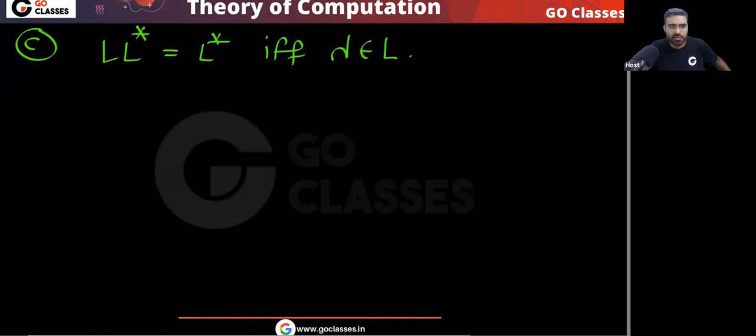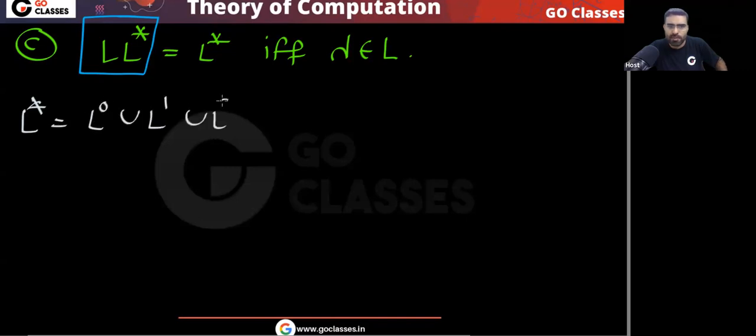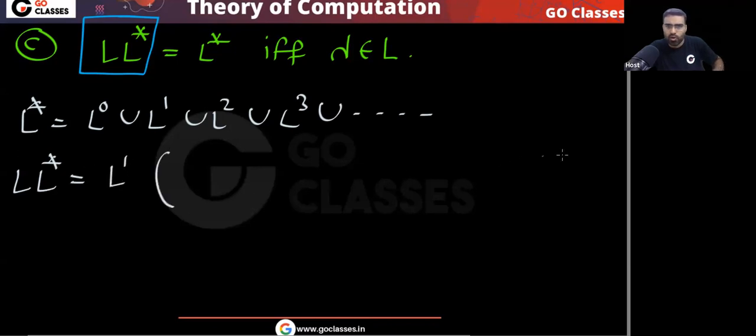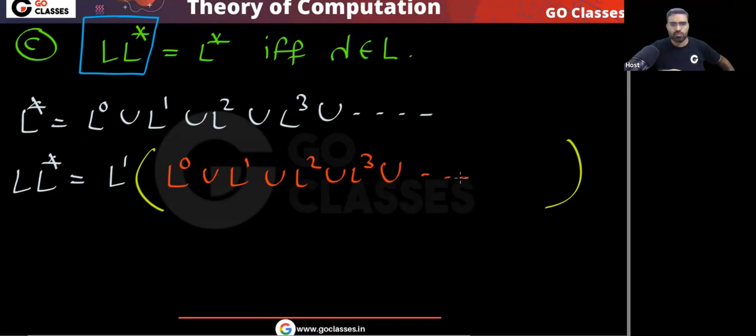Now let me tell you one thing. Just focus on this L L star. What is L L star? You know what L star is. L star means L power 0, union L power 1, union L power 2, union L power 3, and so on. L means L power 1, concatenated with L star. So if you do this concatenation, what will you get?